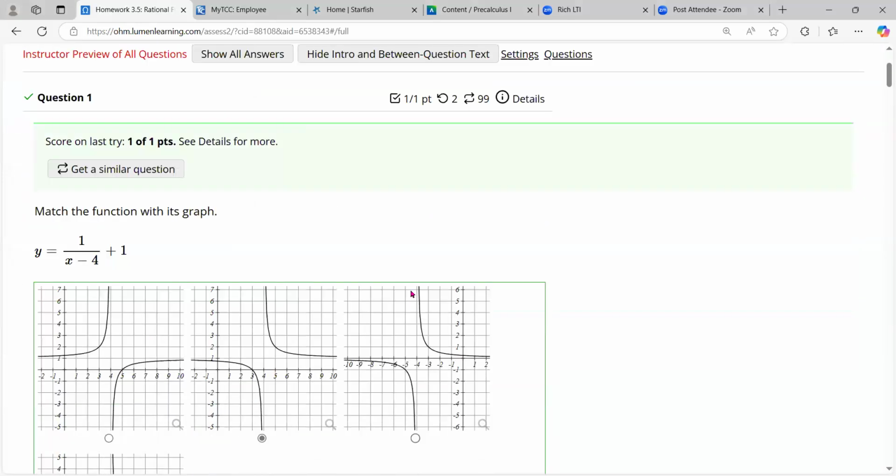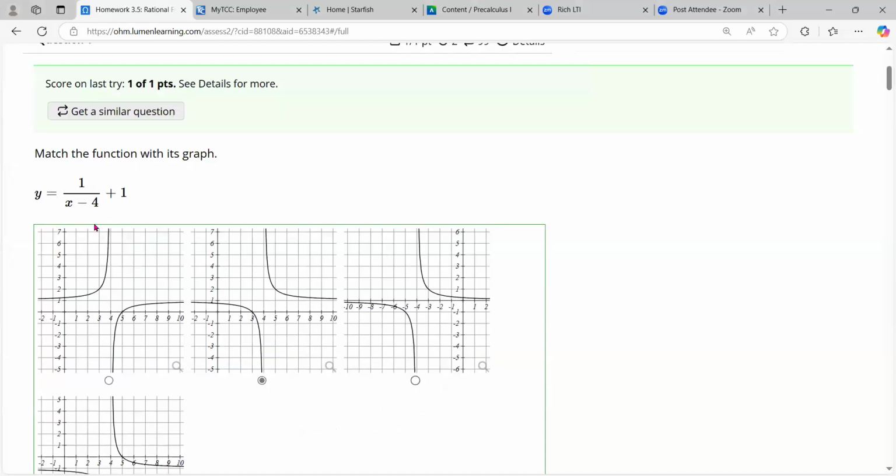Okay, the first 2 questions. Look at this function: y equals 1 over x minus 4, plus 1. You might wonder why it has anything to do with rational functions. Well, it is a rational function. If you write 1 as (x minus 4) over (x minus 4) and then add the 2 fractions together, you will see it is a rational function.